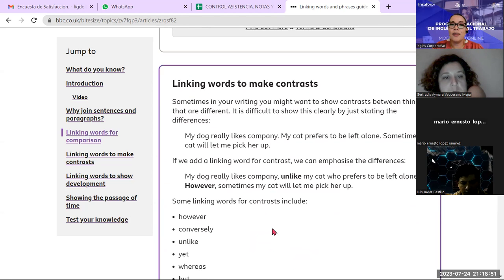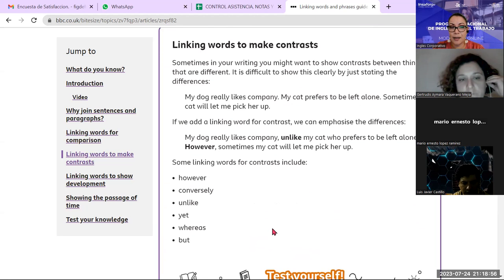Okay, now let us take a look at the linking words to make contrast. Sometimes in your writing, you might want to show contrast between things that are different. It is difficult to show this clearly by just stating the difference. You see here, my dog really likes company. My cat prefers to be left alone.